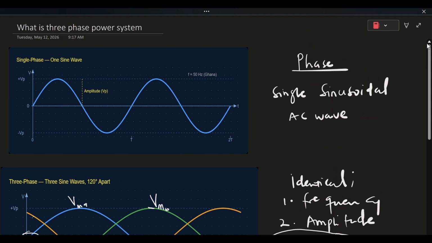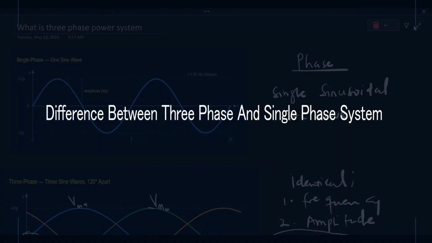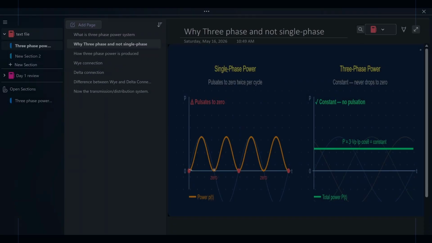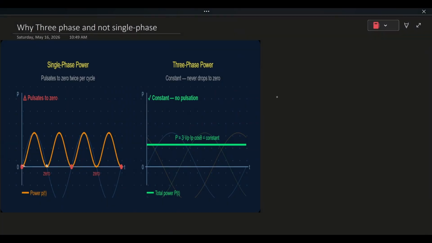Now with this, let's move to why three-phase power and not single phase, and how three-phase power is produced. Three-phase power produces a constant or steady power. The single phase produces pulsating power.